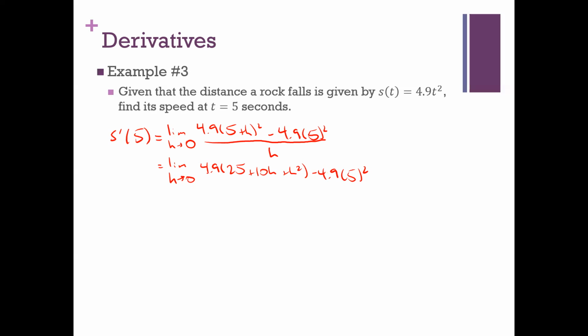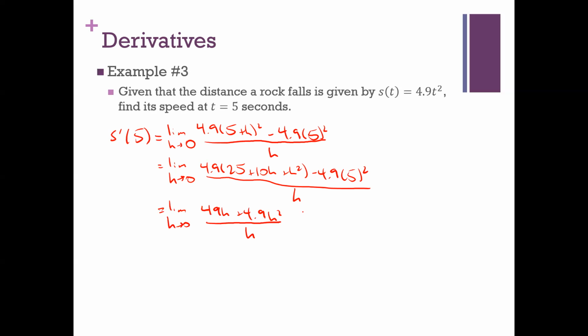Oh, sorry, missed something really important: all over h, right? Are we okay with the fact that this 4.9 times 25 is going to cancel this 4.9 times 25? Okay. So if we're okay with that, then I can rewrite this like this. The limit as h approaches 0 of 4.9 times 10h, which is 49h, plus 4.9 times h squared. The two constants cancel out, and I have this.